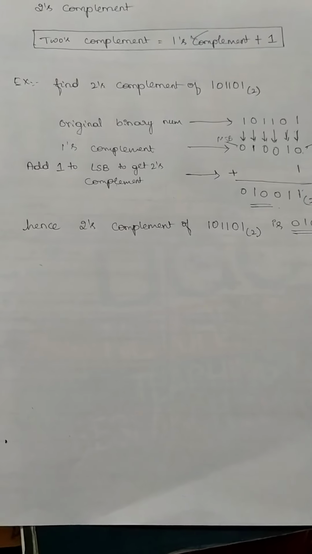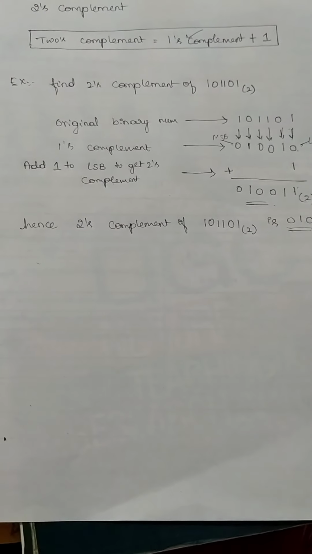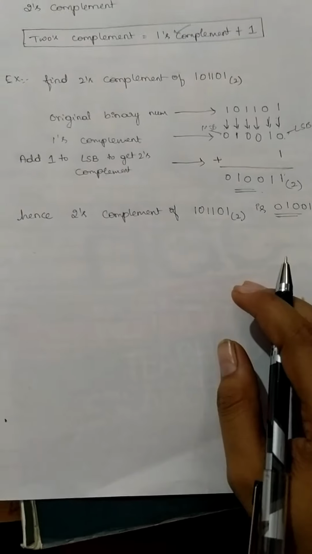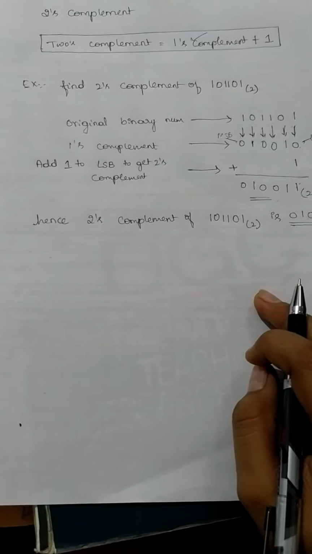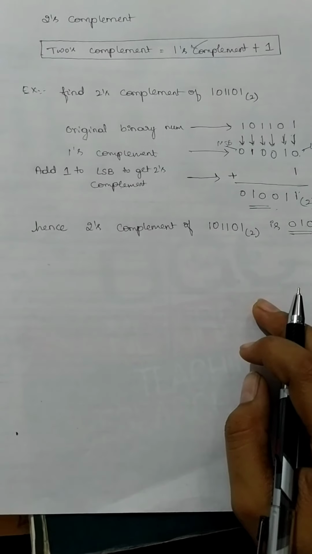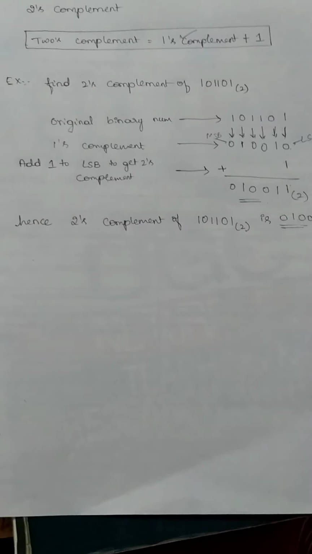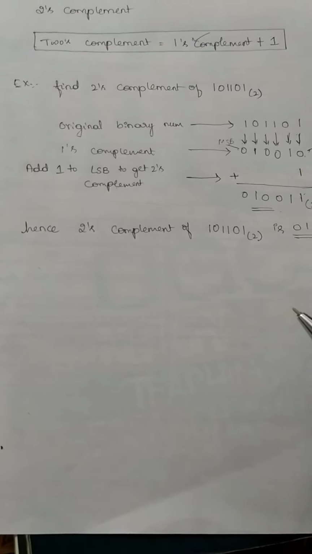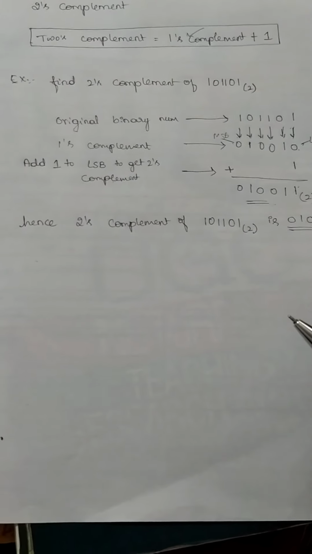Okay, that is related to sign magnitude method. In ones complement we need to convert the given 1 to 0, 0 to 1. Okay, so in another last form, twos complement. Twos complement is nothing but a combination of ones complement plus 1. That 1 must be added to the LSB in order to get twos complement.